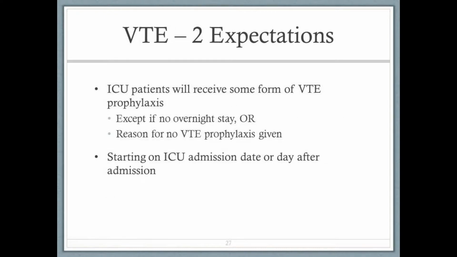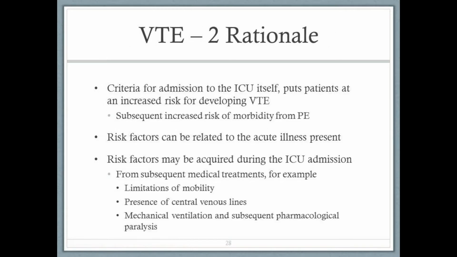What's expected, in general, is that ICU patients receive some form of prophylaxis, unless they don't have an overnight stay, or there's a reason given as to why they're not getting prophylaxis. And the rationale is that being in the ICU, in and of itself, is a risk factor for getting a DVT or a PE. Some of these risk factors are related to the illness. Sometimes patients are immobile, they have central lines, they're mechanically ventilated, and they're at higher risk for getting a DVT or PE, and prophylaxis has been, again, proven to be beneficial for these patients.